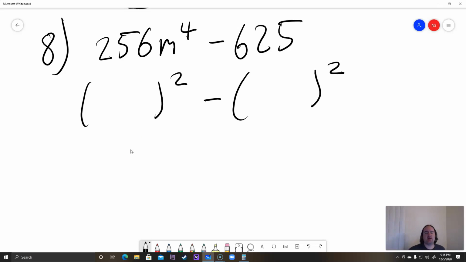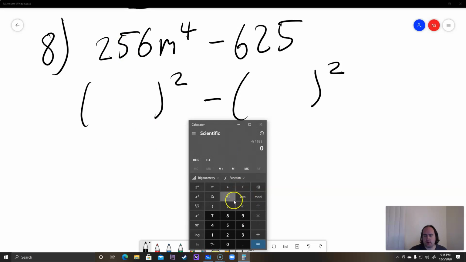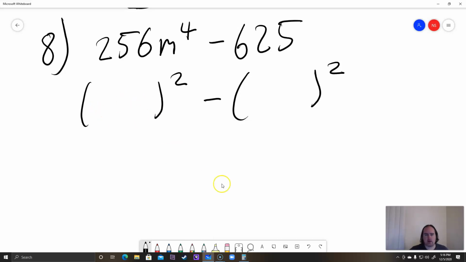The problem here is we have big numbers. So what I recommend you do is you use a calculator. So you just use the square root button on your calculator, or if you don't have a real calculator, just use the one on the computer like I do. So what's the square root of 256? Well, I just type in 256 and then I press the square root button. That's 16. So what does that mean? That means 16 squared is 256. So here, for the first term, I'm going to go ahead and write a 16.